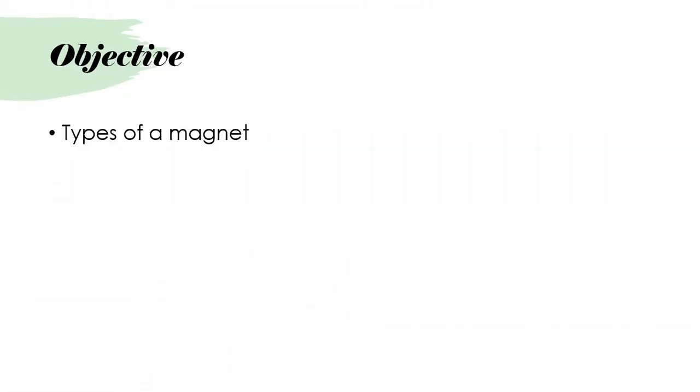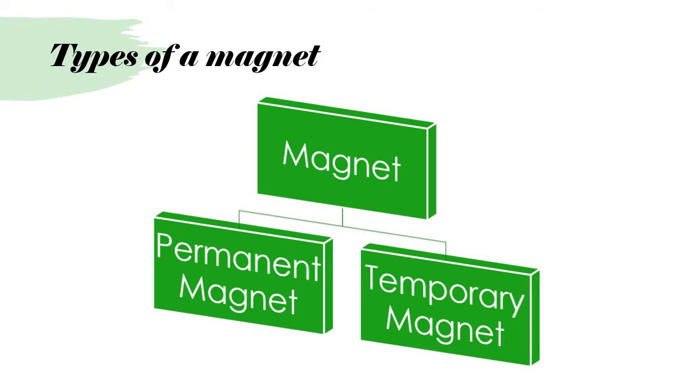So we know that a magnet is a kind of material which is able to attract magnetic substances, and on the basis of shape there are different kinds of magnets like ring-shaped magnet, horseshoe magnet, bar magnet, ball-shaped magnet, and even a cylindrical magnet.